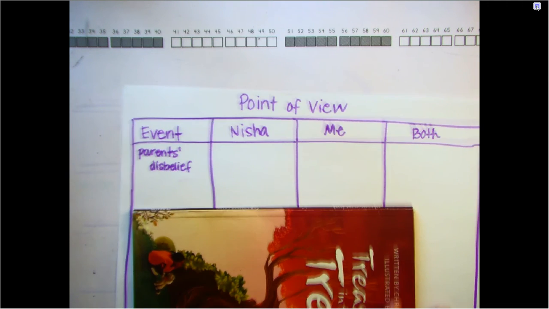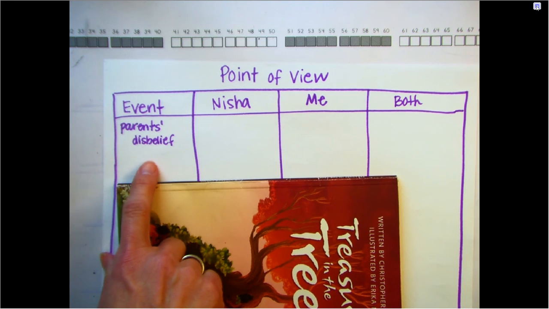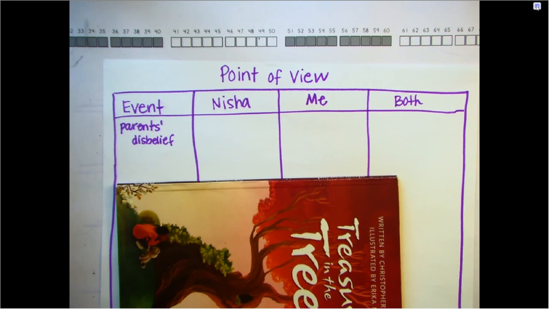Let's take a look at this chart that I made. It's a point of view chart. Right? And I wrote down this one event. Her parents are in disbelief. They don't believe, right? So she's worried about that. How do you think she feels? Think about maybe some of the expressions on her face.